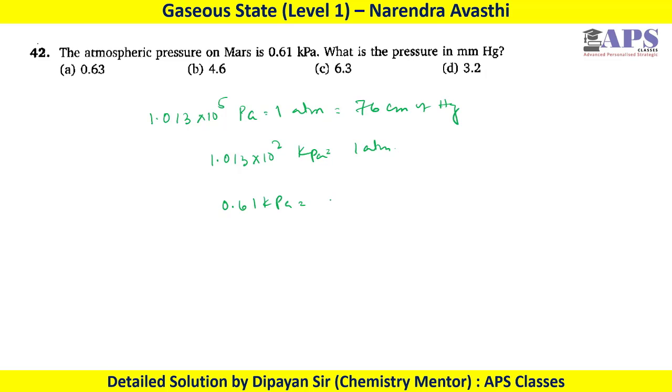That will be 5.96 × 10^-3 atm, or 4.53 centimeter of Hg. So 4.53 is nearly equal to 4.6 centimeter of mercury column. So option B will be the correct option.